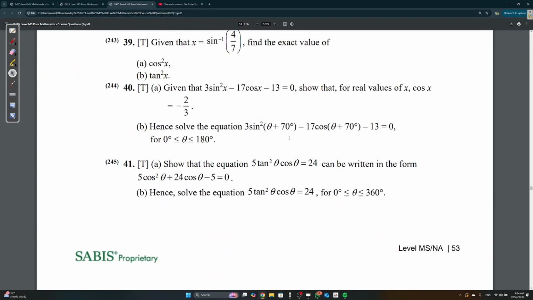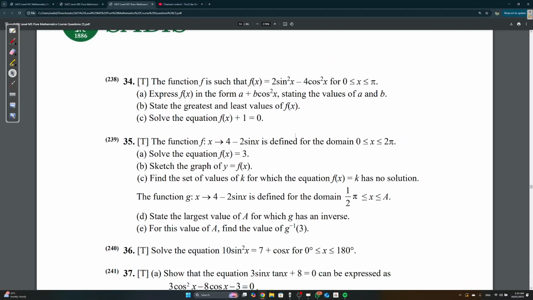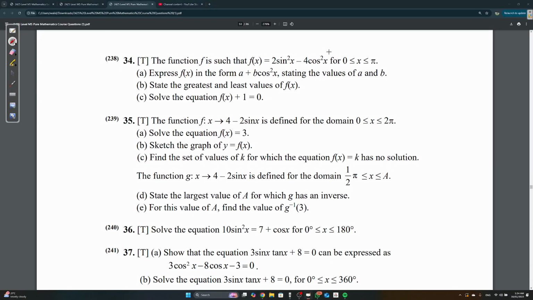Question, and I'm going till 42, right? Okay, one nice page. Question 34. The function f of x is 2 sine squared x minus 4 cosine squared x between 0 and pi. Express f of x in the form a plus b cosine squared x, stating the values for a and b.